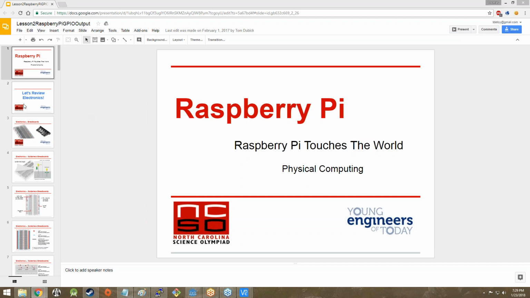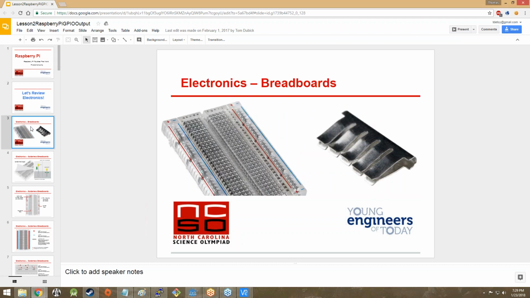All right, so let's review electronics. First off, we've got breadboards. Why are we reviewing electronics? Mainly because, like I said, the Raspberry Pi has a set of GPIO pins, and those GPIO pins will allow you to connect wires to various electronics to do various electronic stuff. So if we want to learn how to do that, we're going to want to learn how to interface with electronics and how they work. So let's get started with the electronics side of things.